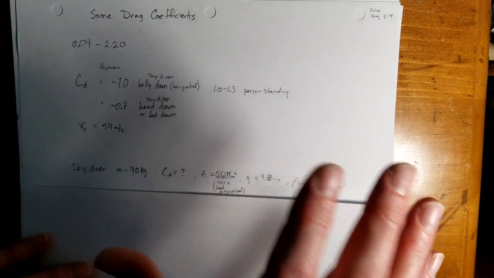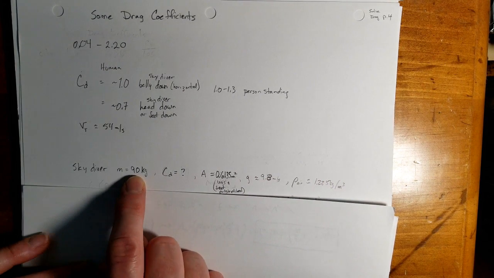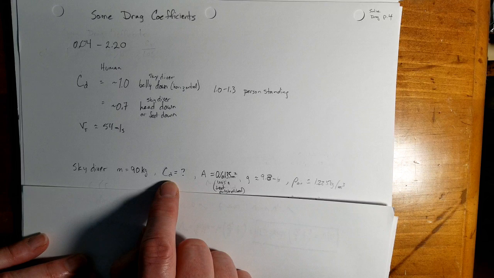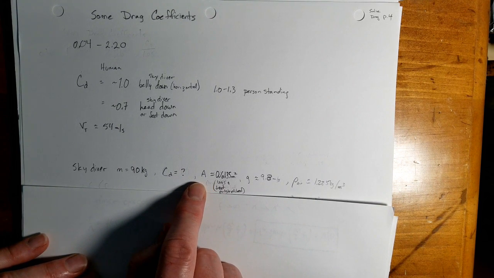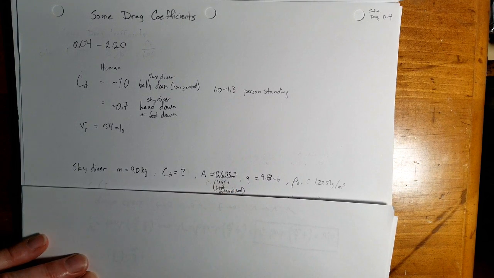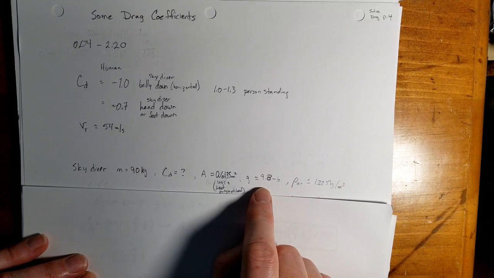So if we have a person who's falling, put a mass of about 90 kilograms, which is roughly my mass at the moment, what would be the drag coefficient? Well, my cross-sectional area is about 0.6135 square meters, and this is based upon some measurements that I had done for another video, which you might or might not have seen. G is roughly 9.8 meters per second squared.